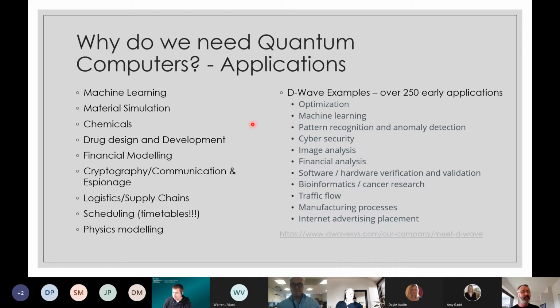So, carrying on, why do we need quantum computers? Well, on the left-hand side, the sort of academic justifications for quantum computers come down to machine learning, material simulation, chemicals, and molecular design, which is a really important area. If you want to simulate the design of chemicals, you've got to simulate how the electrons fit together between the different atoms to make up the molecule. And the complexity of that explodes exponentially. So it's an incredibly difficult problem to do anything but simulate the simplest chemicals.